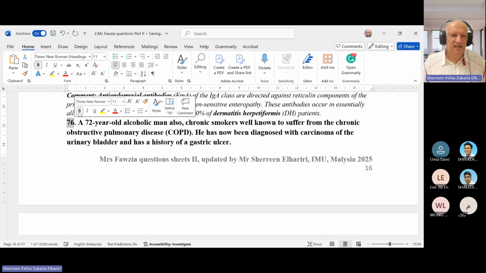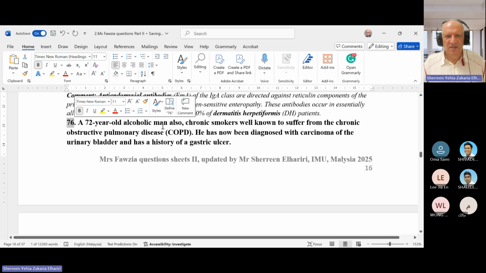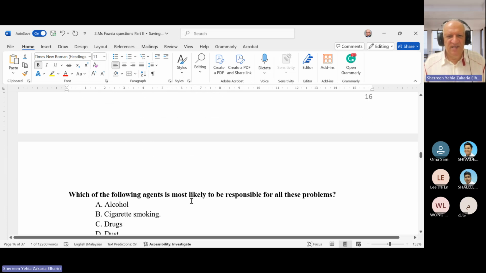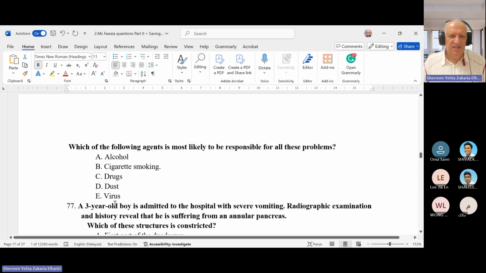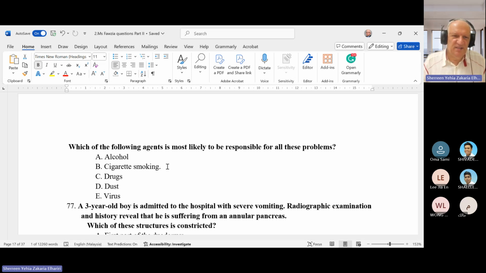Next question is a 62 years old alcoholic man, also a chronic smoker, well known to suffer from chronic obstructive airway disease or chronic obstructive pulmonary disease. He is now diagnosed with carcinoma of the urinary bladder and has a history of gastric ulcer. So which of the following agents is likely responsible for all these problems? So this patient has something in the lung, but has urinary bladder cancer. So which one of these can cause bladder cancer? Cigarette smoking. Yeah, cigarette smoking. Cancer of the urinary bladder can occur in smokers, and can occur in people who work in aluminum dye or some dye industry.